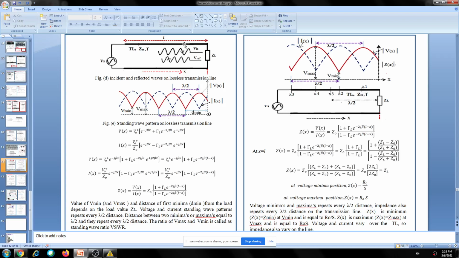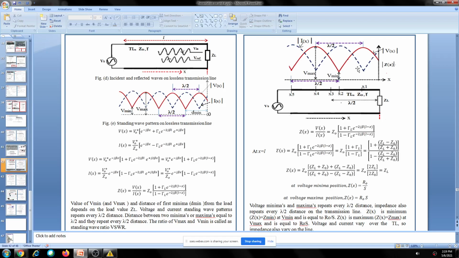But if you travel a distance equal to lambda by 2 from ZL, then this value will again repeat. If you measure the impedance at a distance of lambda by 2, whatever you have at ZL will repeat at a distance of lambda by 2. Voltage repeats, current also repeats every lambda by 2, and impedance also repeats every lambda by 2 distance. Like that, impedance changes over the transmission line; it does not remain the same.